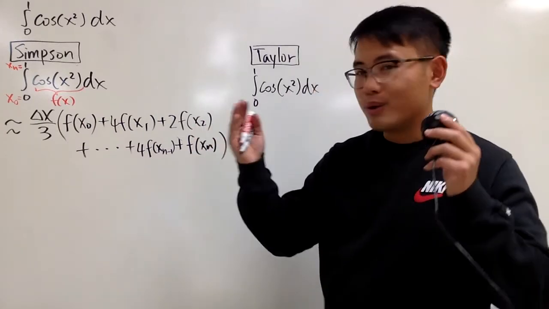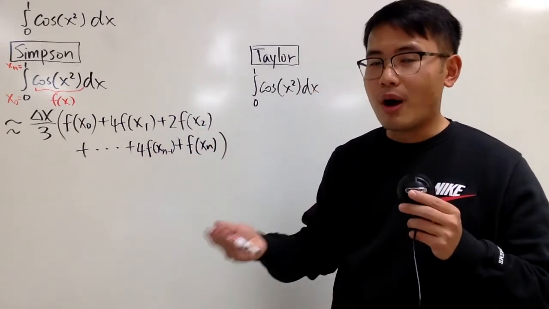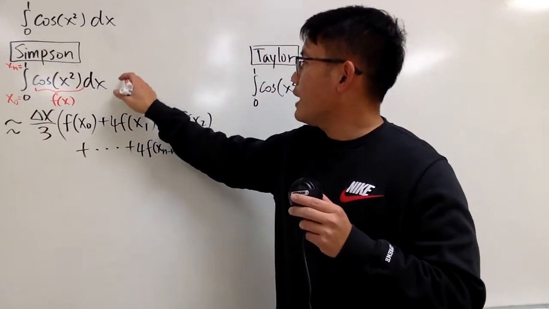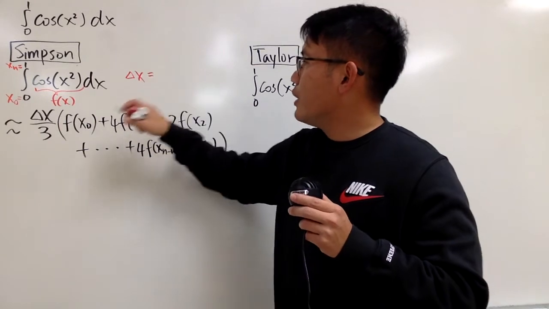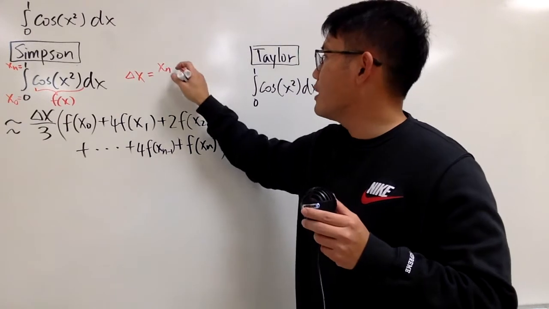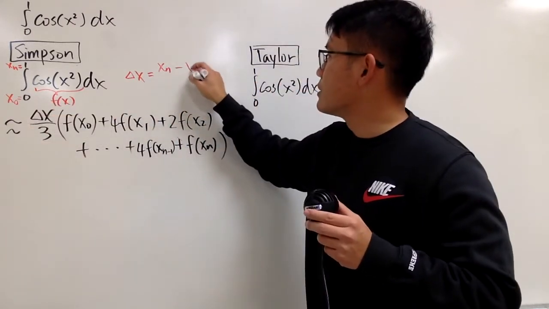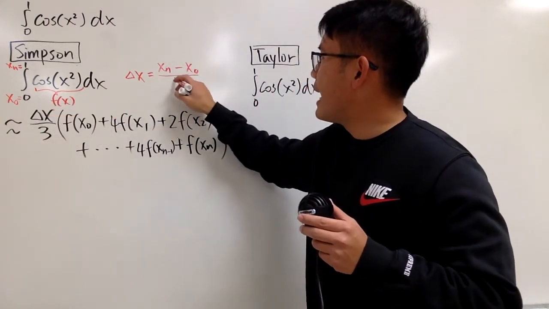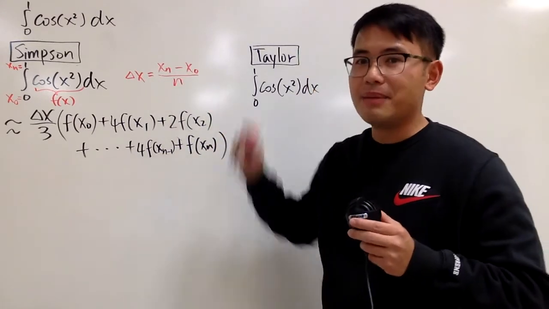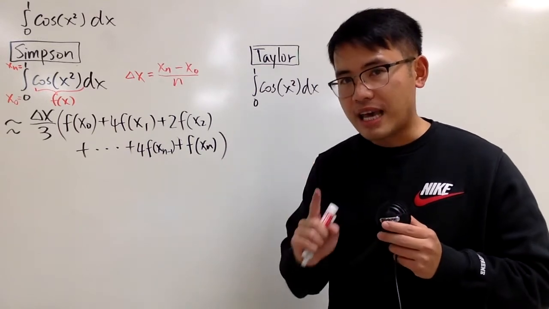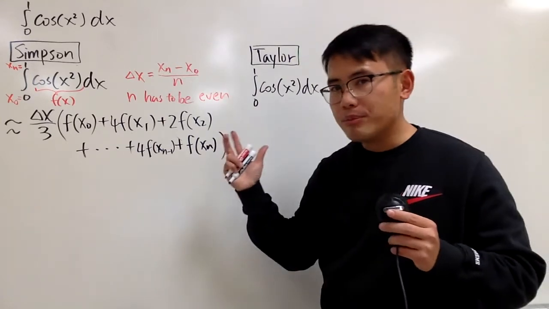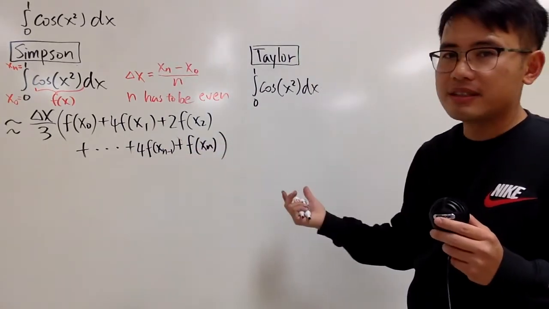Now, what is delta x? First of all, you have to know the length of the interval that you are integrating. In this case, we have 0 to 1, right? So for delta x, what you are going to do is xn, and some people just put b minus a, which is okay. xn minus x naught, this is okay. And then divided by however many intervals that you want to use. So divided by n. However, here's the catch. Right here, n has to be even. And in fact, I'm going to make this fair for both methods.